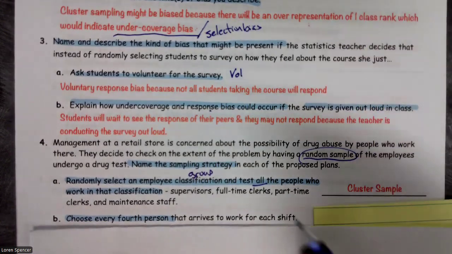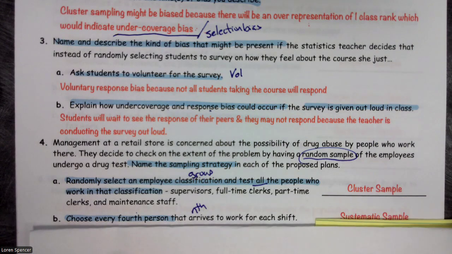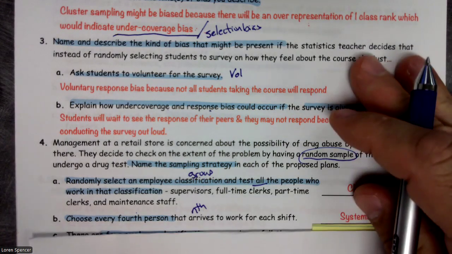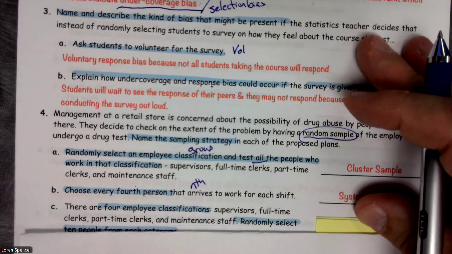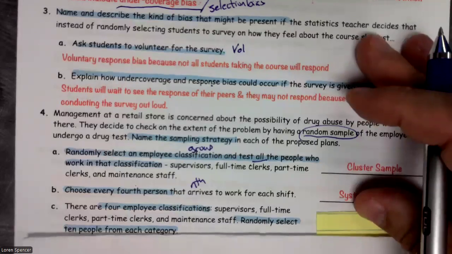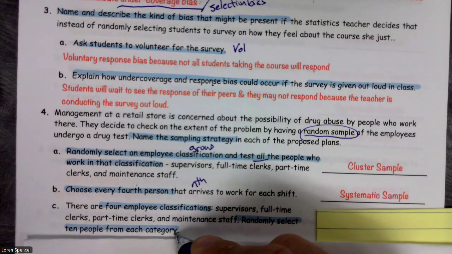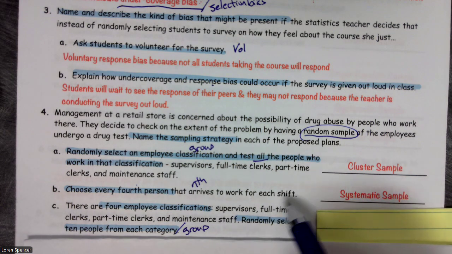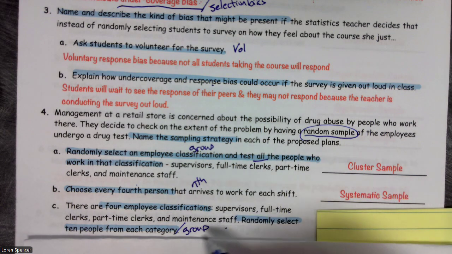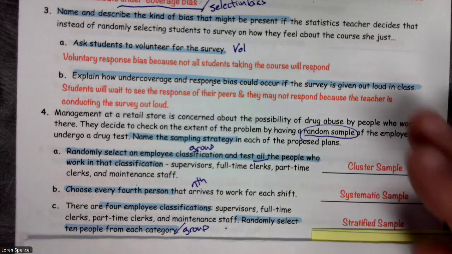Choose every fourth person. As soon as you have nth, that makes it a systematic sample. There are 4 employee classifications: supervisors, full-time clerks, etc. Randomly select 10 from each category slash group. Once again, if you have a group, it's either going to be cluster or stratified. Cluster, you survey all. Stratified, you survey from each group. So this is a stratified.